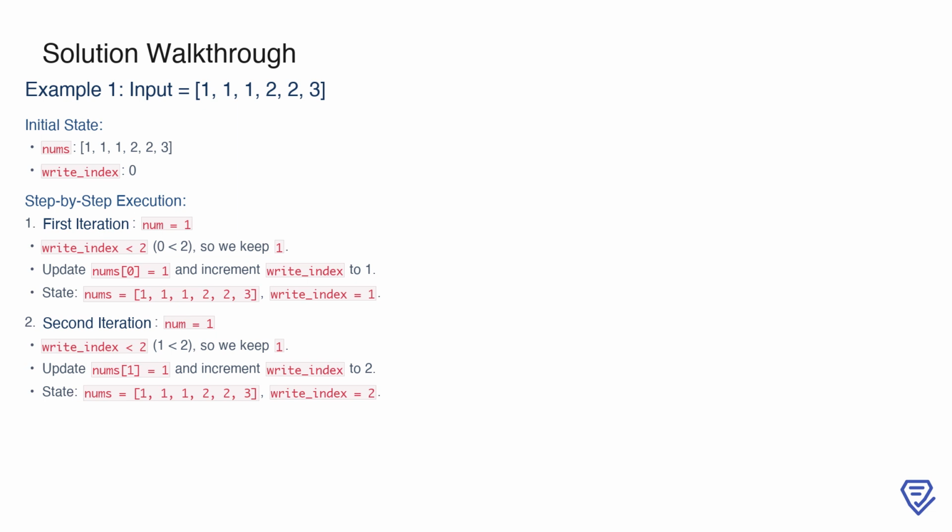In the first iteration, we look at the number 1. Since right_index is less than 2, we allow this number and write it at position 0. We then increment right_index to 1. In the second iteration, we encounter another 1. Again, because right_index is still less than 2, we keep it, write it at position 1, and increment right_index to 2. At this point, the array remains unchanged, but right_index has moved to 2, indicating that the next valid element will be placed at position 2.